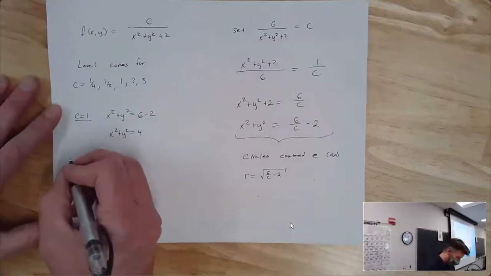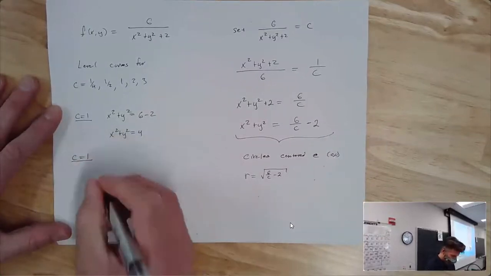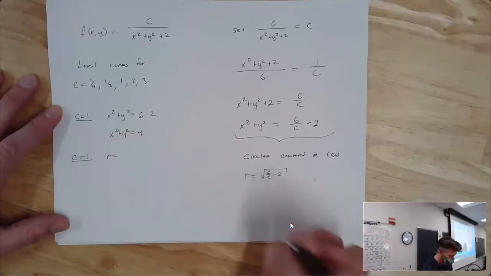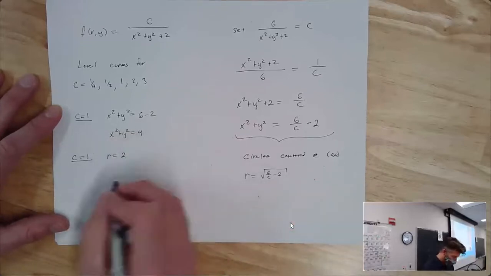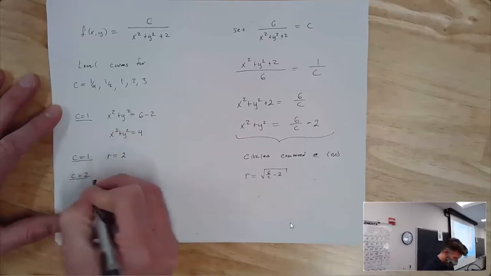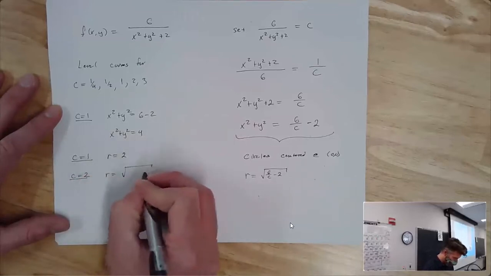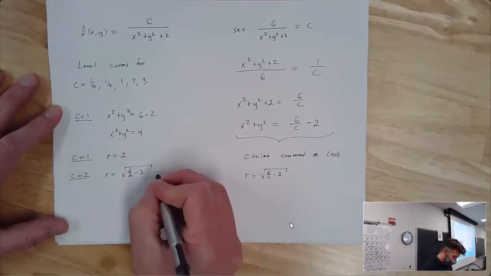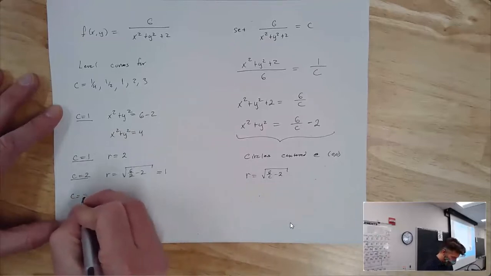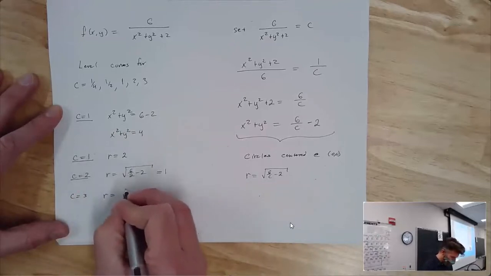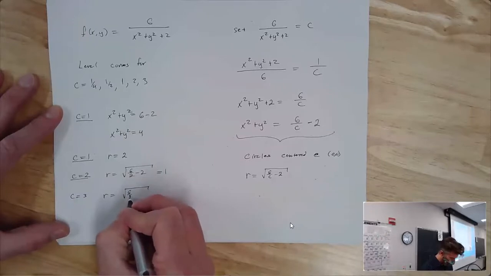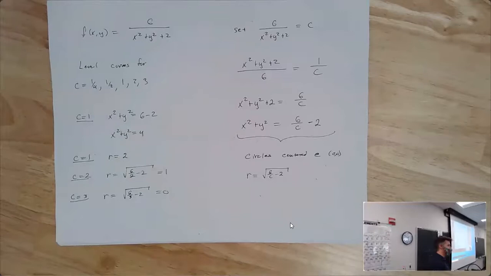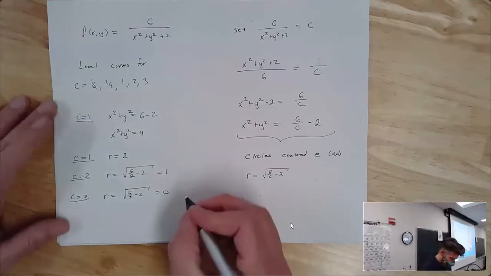So for C equal to 1, we're going to get a circle with radius square root of 6 over 1 minus 2, which we already figured out was 2. For C equal to 2, the radius is going to be the square root of 6 over 2 minus 2, which is the square root of 1. For C equal to 3, the radius is going to be kind of dumb. It's going to be 6 over 3 minus 2, which is 0. A circle of radius 0 is just the point at the center. So that's just a point.